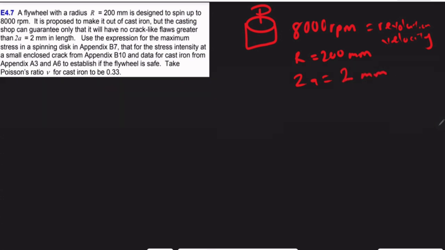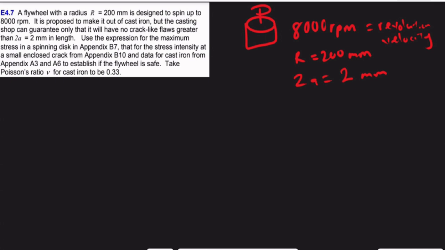Similar to question 4.6, they want to know if this crack will propagate when you're spinning this flywheel at 800 RPM. So that's what the question wants to know: if this crack will propagate when you're spinning this wheel at 800 RPM. Similar to what we did in the last question.